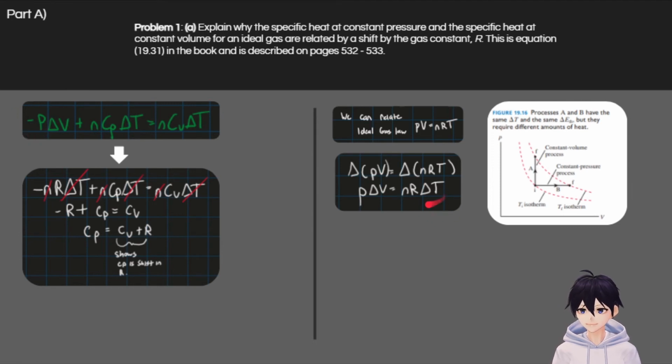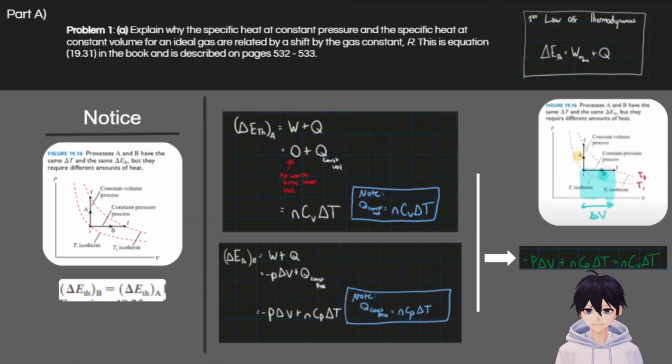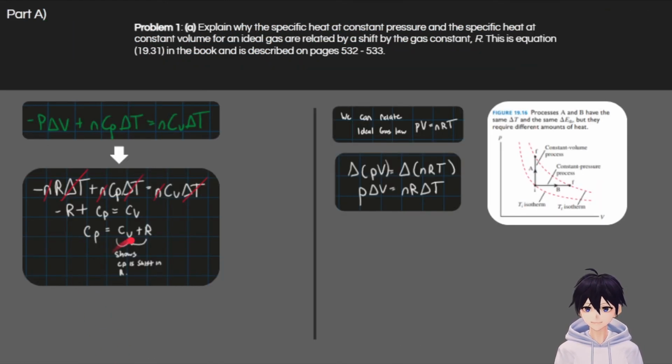So when we substitute it in, we get this equation right here. Now we can see that each variable has an n and a change in T, and we can cancel those out, and we'll just be left with this. When we move the variables around, we get an equation that's very similar to the first equation that we have. And we can see that the specific heat at constant pressure is equal to the specific heat at constant volume shifted by the gas constant.